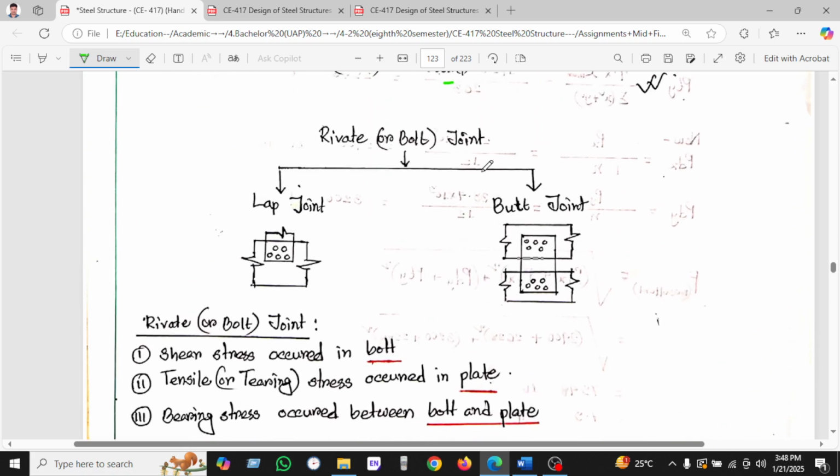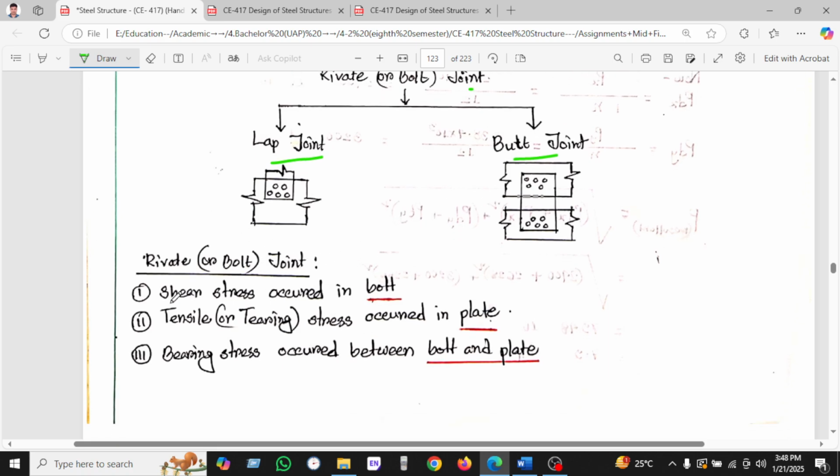The rivet or bolt joint can be a lap joint or a butt joint. There are two types of joint we can use. In the rivet or bolt joint, the shear stress occurs in the bolt, the tensile or tearing stress occurs in the plate, and the bearing stress occurs between the bolt and the plate.